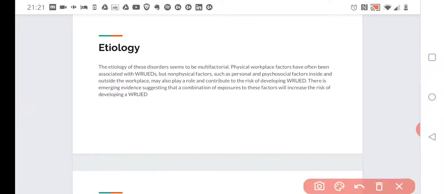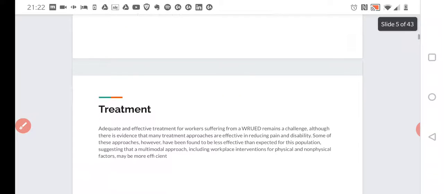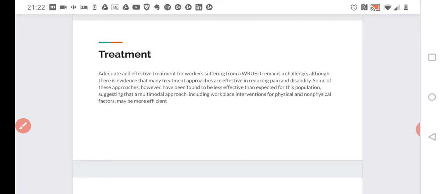What is the etiology? Generally, like in many such types of diseases, it's multifactorial, so we have a lot of possible etiologies. Physical workplace factors have often been associated, so some physical variables related to the workplace. There is emerging evidence suggesting that the combination of exposures to these factors will increase the risk of developing this complex disease.